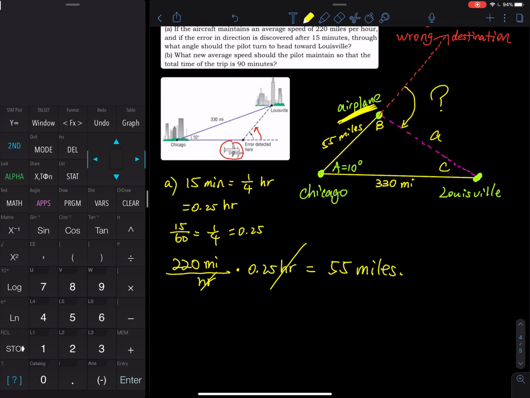So we have a squared equals b squared plus c squared minus 2bc times cosine A. Plug in everything you know. Of course, you don't know a yet, so you have b. b is equal to 330. c is equal to 55.